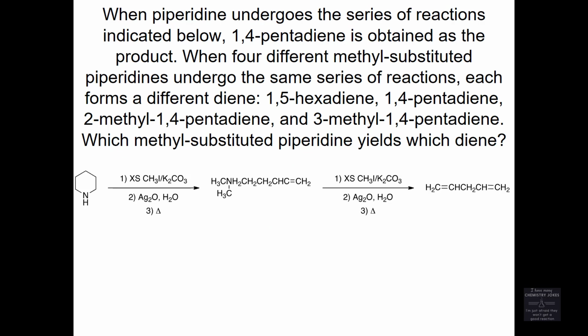Ooh, this is a long problem. When piperidine undergoes the series of reactions indicated below, this series of reactions is often called a Hofmann degradation. When it undergoes a Hofmann degradation, 1,4-pentadiene is obtained as the product. When 4 different methyl-substituted piperidines undergo the same series of reactions, each forms a different diene. Which methyl-substituted piperidine yields which diene? Oh, brother.